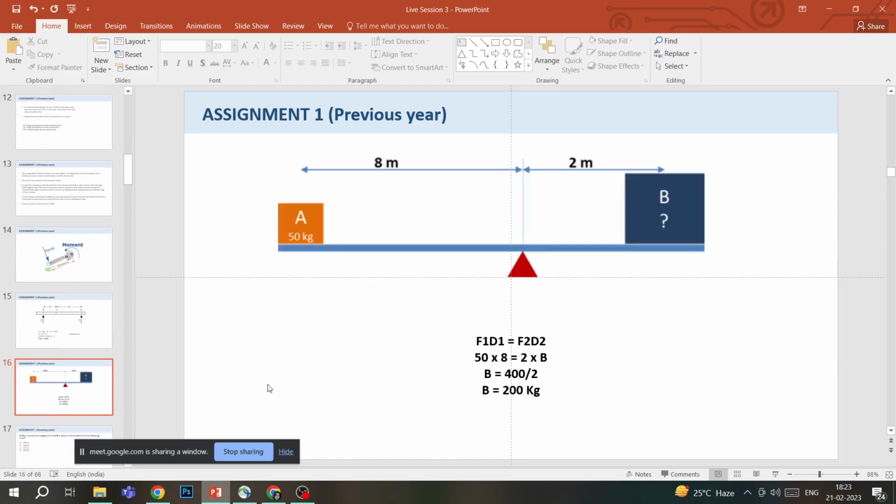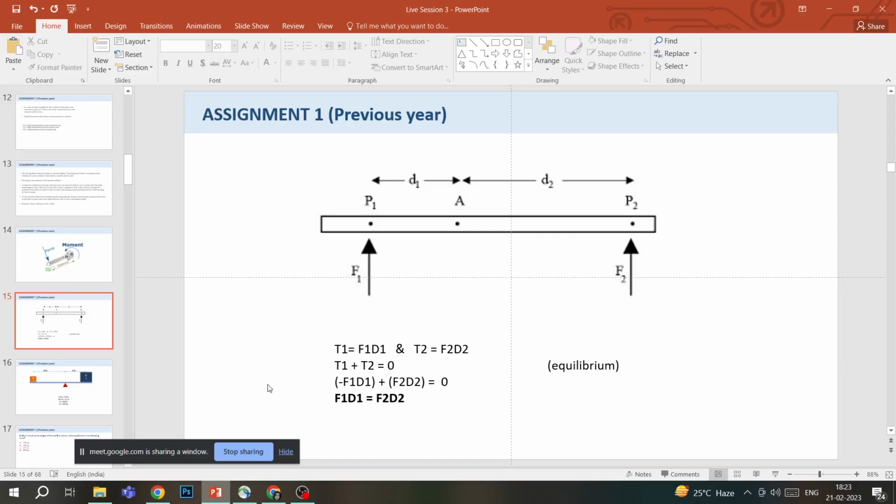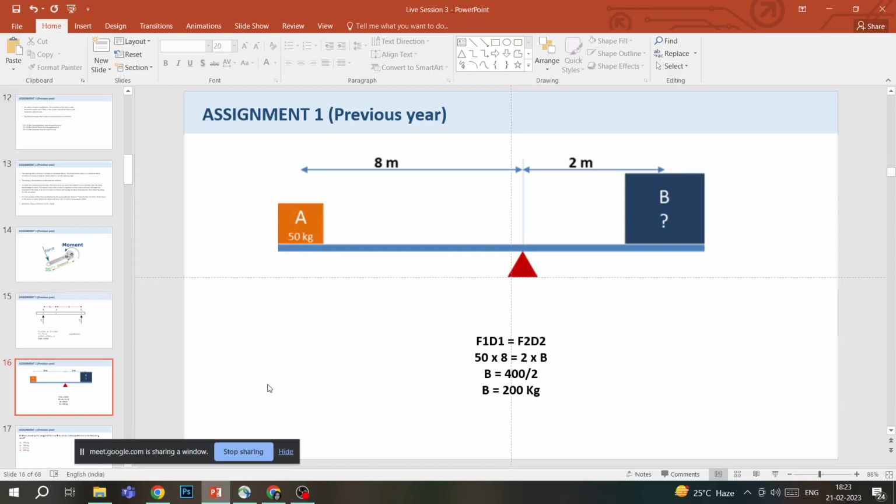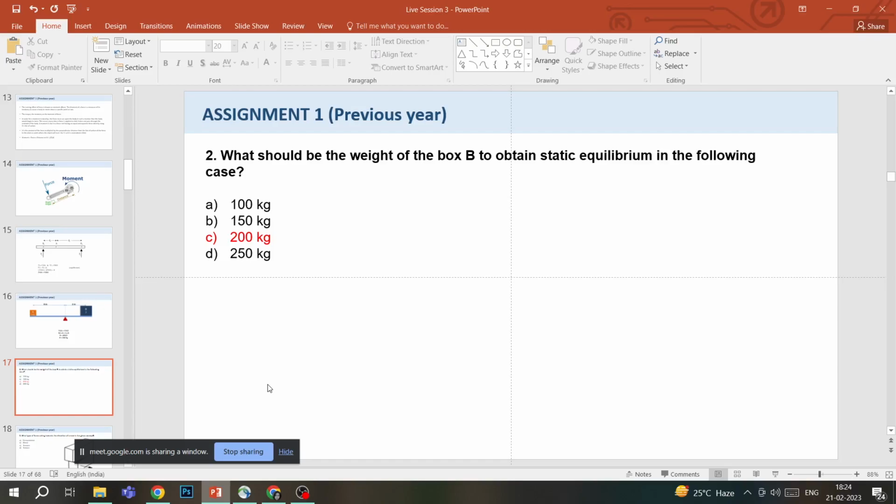Now looking back at this question, we know that F1 d1 is equal to F2 d2, which arrived from the equation that all the moments sum to 0. So coming here, F1 d1 equals F2 d2. Here we have the weight, not exactly the force, but we are using weight here. The weight is 50 and we are multiplying it with the distance, which is 8. And this should be equal to 2 times B, where let's assume B is the weight of that other box. When you solve this equation, you get B equals 400 by 2, which means B must be 200 kgs. So this is how you solve this kind of question. Our answer is C, 200 kgs.